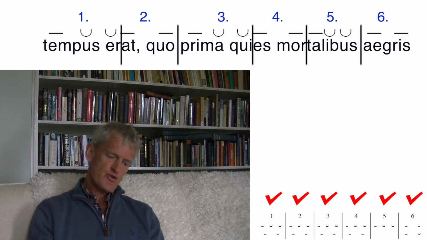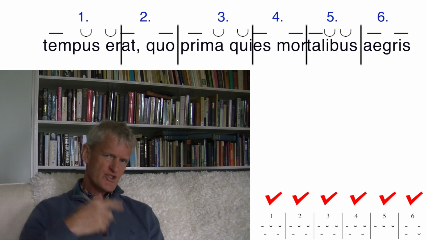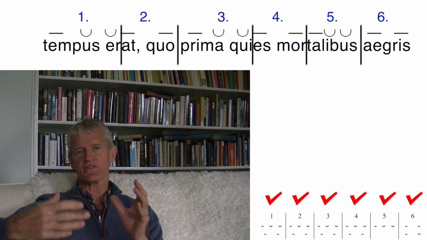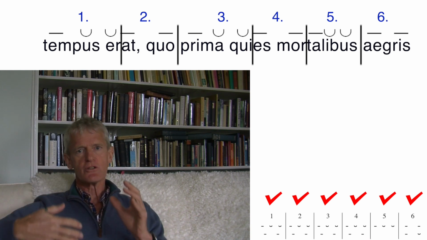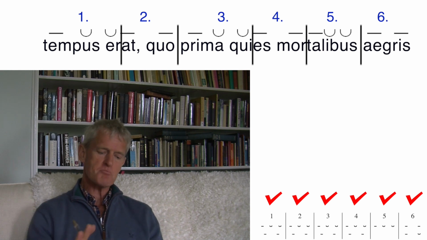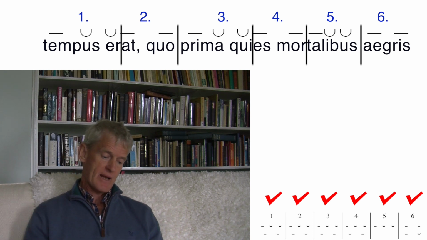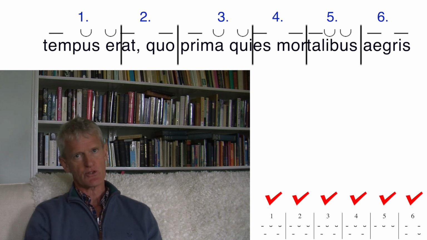And you might have said to yourself, well, I knew that anyway, because the word is tempus, not tempus, and the word is erat, not erat. So some of this works just through common sense and a natural way of pronouncing the Latin the way you would want to pronounce it anyway. And sometimes it's a bit harder. But here we go, we've finished it off. We can mark off our 2 over the top of the second foot and our 1 over the top of the first foot. And there we have it. Tempus erat quo prima quies mortalibus aegris.